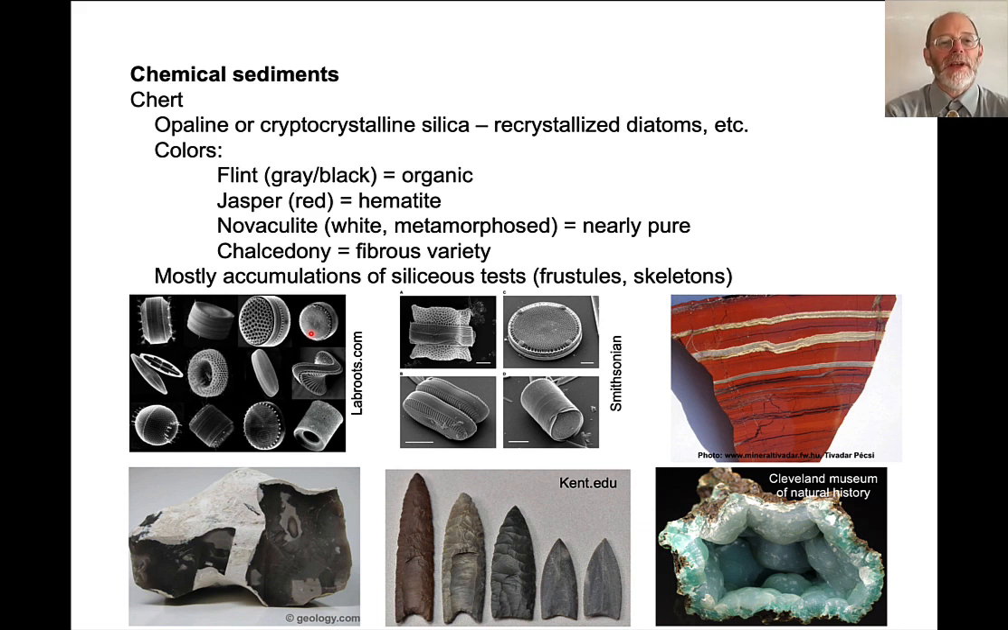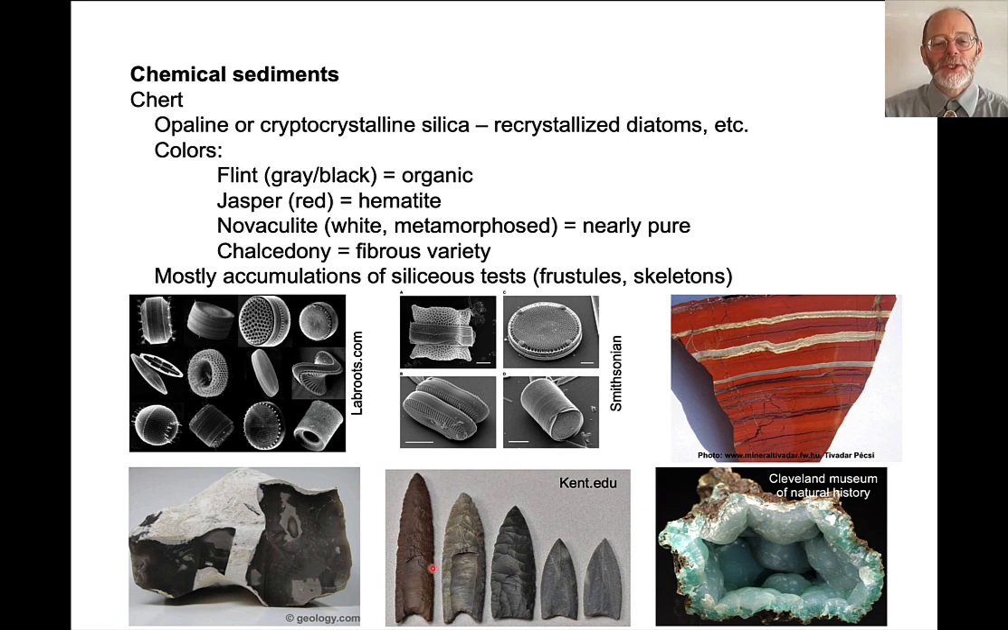Let's look at a couple of other chemical sediments. Chert is made of opaline or cryptocrystalline silica. Commonly, it's a deep sea sediment that represents recrystallized diatoms or other microsilica particles. Here are some scanning electron microscope images of diatoms. These can be only a few microns across. When it accumulates, it forms chert.